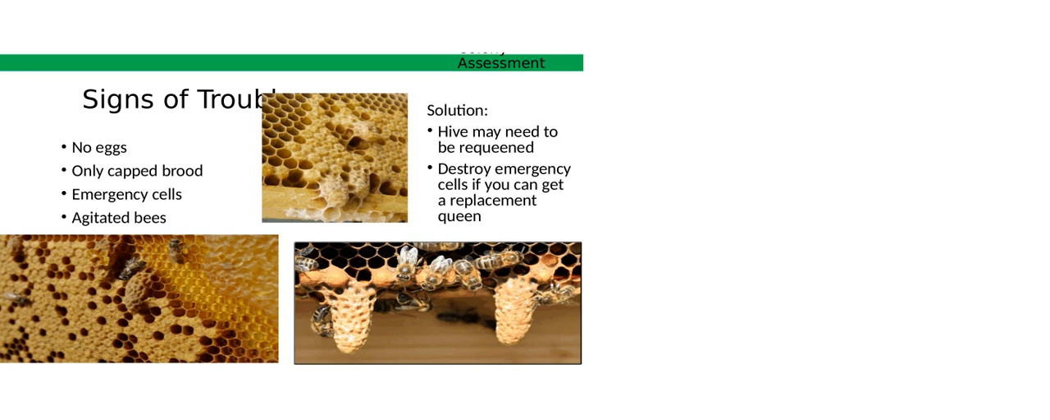Another sign of trouble would be if we don't see eggs, if we only see capped brood, if there are emergency cells, or if the bees are agitated. One of your solutions might be to requeen the colony.